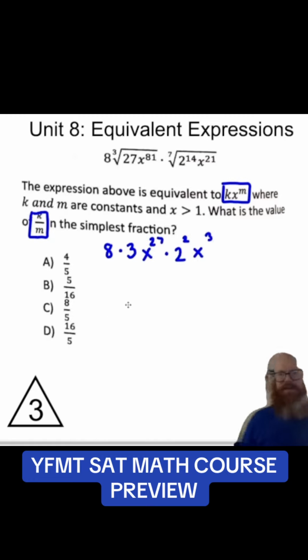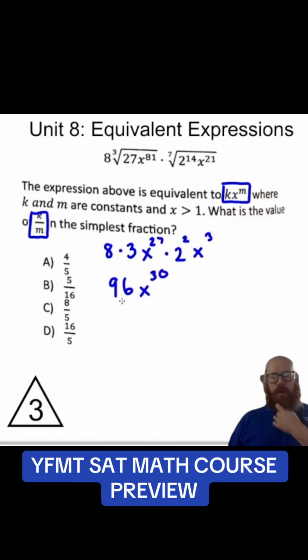Now I just clean this up a bit. I've got 8 times 3, which is 24, times 2 squared. So 24 times 4 is 96. And then I've got x to the 27th times x to the 3rd. Well, when you're multiplying, the bases are the same, you add the exponents, so then I get x to the 30th. All right. Now I know that this is the value of k, and this is the value of m.